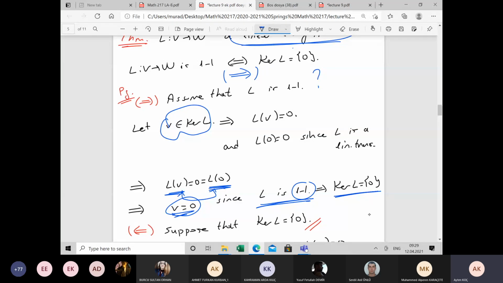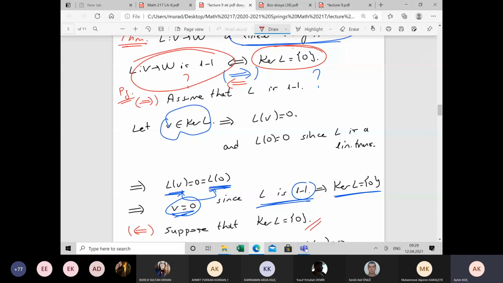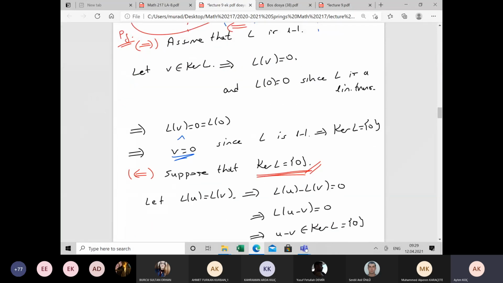So now let's prove the other direction. Assume the kernel of L is the zero set. Our aim is to show that L is 1-to-1. How to show that? We take the same images, L of U equals L of V. Our aim is to show that U is equal to V.